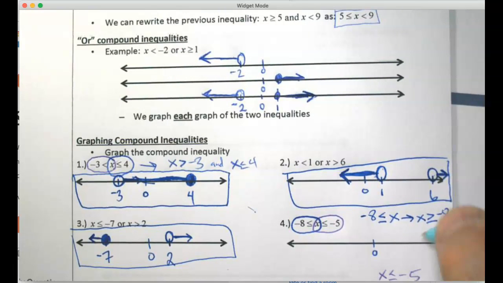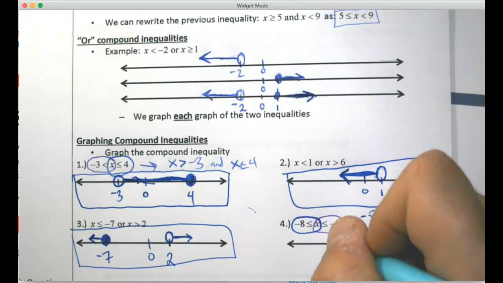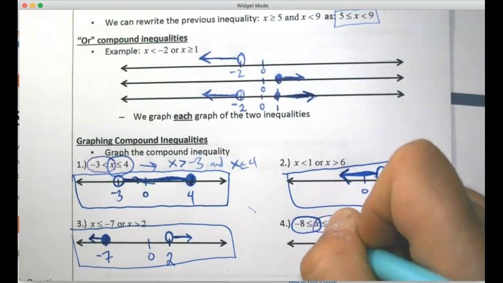So I can graph both these guys at -5, right? For this one, less than or equal means shaded circle because it's equal. Less than should point left.